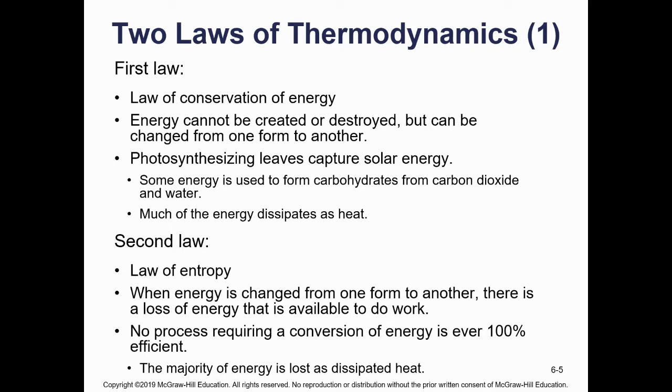The second law of thermodynamics is called the law of entropy. Entropy is another word for chaos, and this law tells us that everything goes to chaos. When energy is changed from one form to another, there is always some energy that is converted or lost as heat. It will be converted to heat energy, and we cannot capture that. It dissipates too quickly to be captured and used to do work.